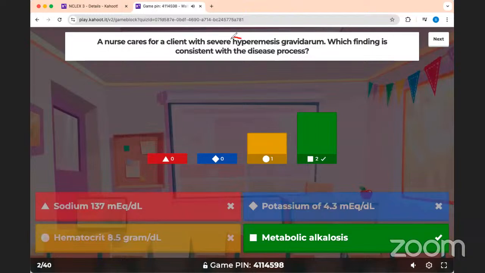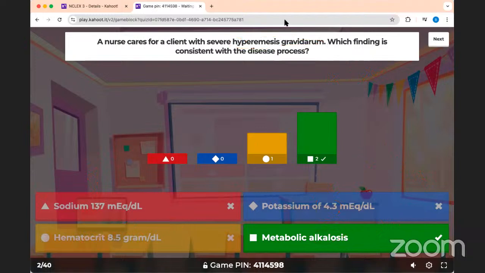When your board gives you hyperemesis gravidarum, they're just asking you about dehydration. Therefore, if you're dehydrated, what do you see? Sodium 137 is normal. When you're vomiting, your potassium goes down, so you see hypokalemia, right? If you're vomiting and dehydrated, your hematocrit goes up, so it's going to be high, not low. And since you're vomiting all your acid, you're going to have metabolic alkalosis. That is how to answer this question.